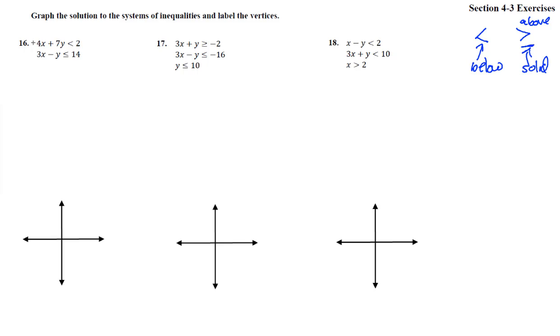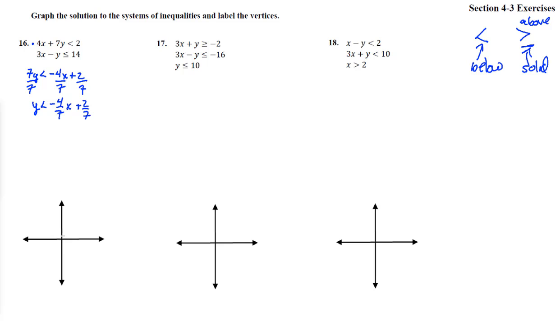All right, so we'll do these with colors. Okay, so this one, 4x plus 7y is less than 2. Let's get y by itself. Subtract 4x from both sides, and we have 7y less than negative 4x plus 2. Divide by 7 everywhere, and we get y less than negative 4/7 x plus 2/7.